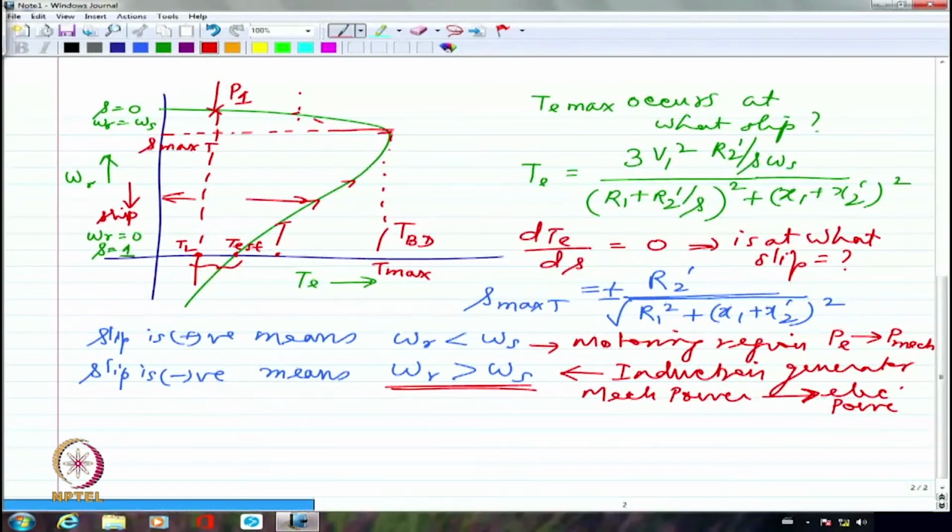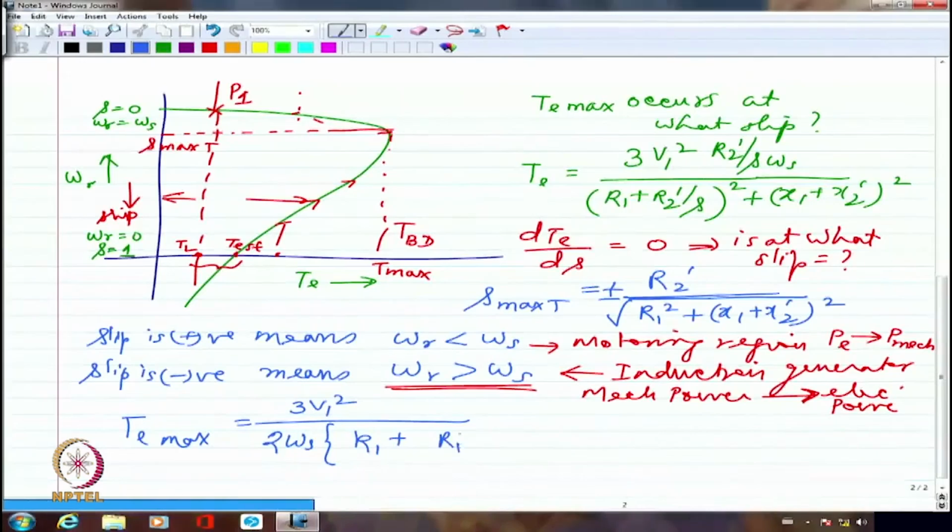Now, let us try to write the expression for TE max. I want you guys to verify the derivation. Please do it, because I remember this by heart, surprisingly. Generally, I don't remember many of the expressions, but I remember this. So this is going to be R1 plus the square root of R1 square plus (X1 plus X2 dash) the whole square. This is what I remember.